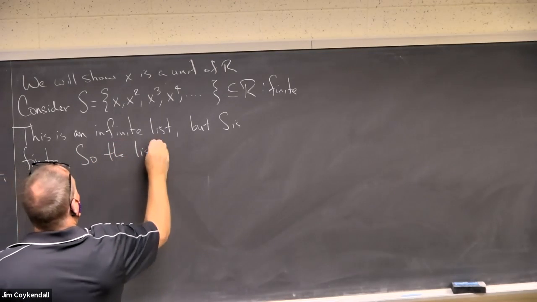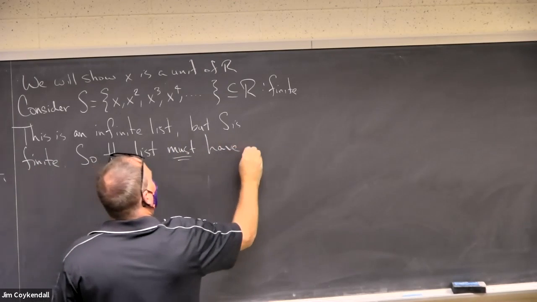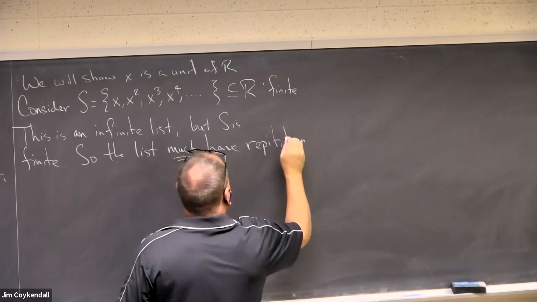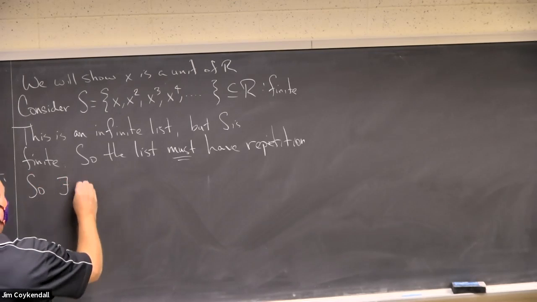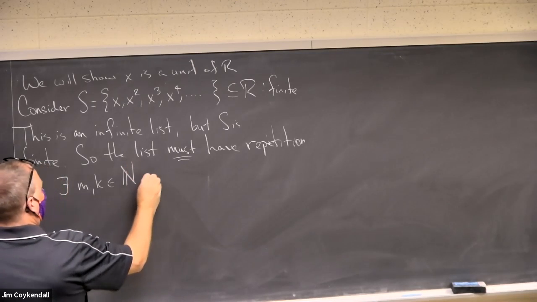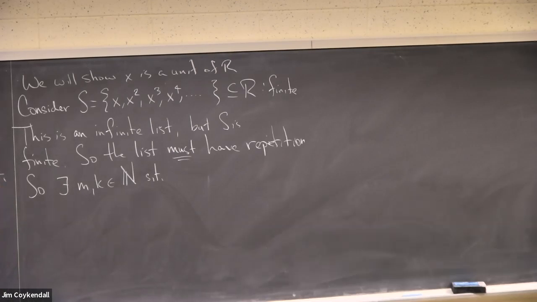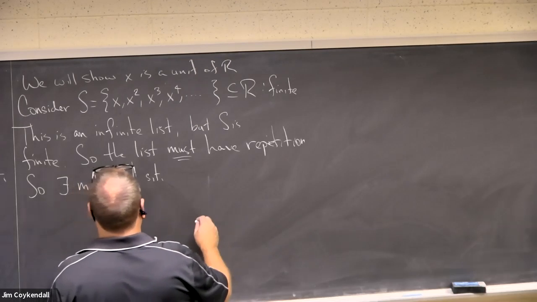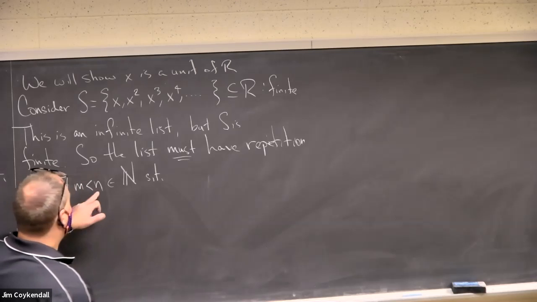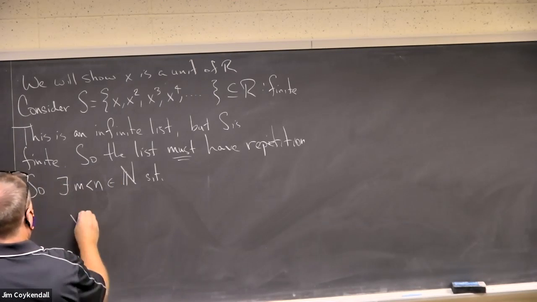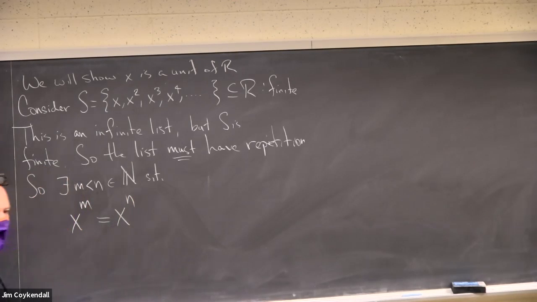So the list must have repetition. So there exist, let's say, m and n, two natural numbers, m strictly less than n, such that x to the m equals x to the n. Everybody okay with that?